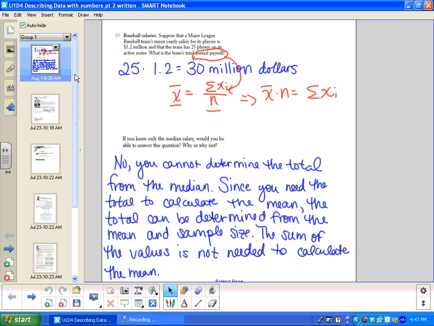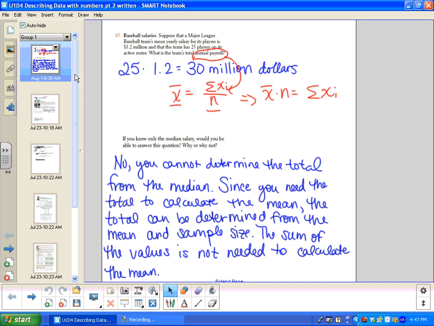We're working on the next part of describing data with numbers. And the first thing I want to do is talk to you about a homework question I thought was kind of interesting. It's question number 85, talking about baseball team salaries. I wanted to go over this with you because it wasn't something we'd really discussed, but it really hits home whether you understand what the idea of a mean is.